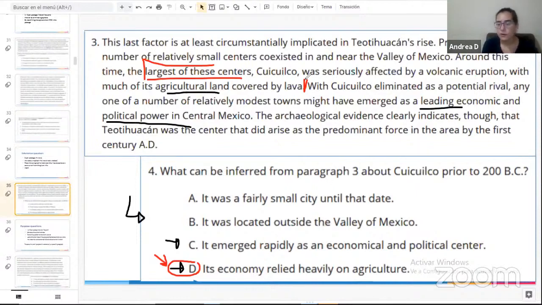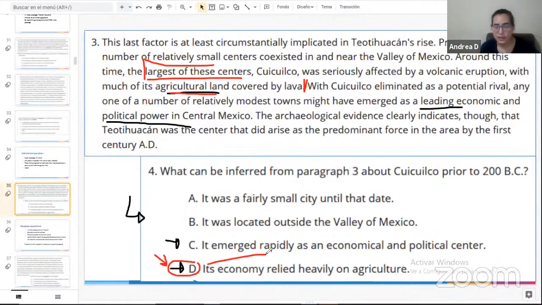You have to try to read between the lines and see what information you can actually demonstrate. Here you can demonstrate that because you know that the agricultural land was affected, and that meant everything for Cuicuilco because they were destroyed after that. And why is that? Because their economy was based on agriculture. I don't know if this is making sense.